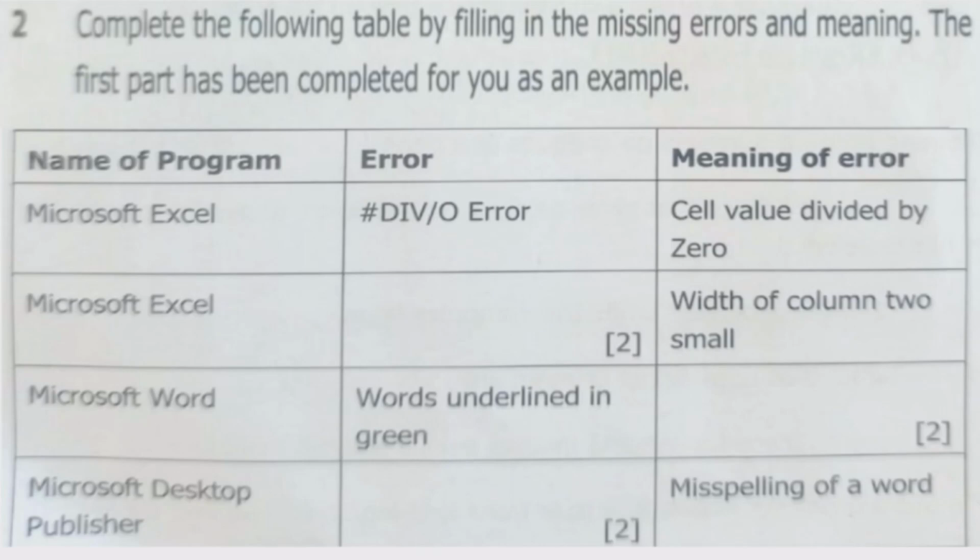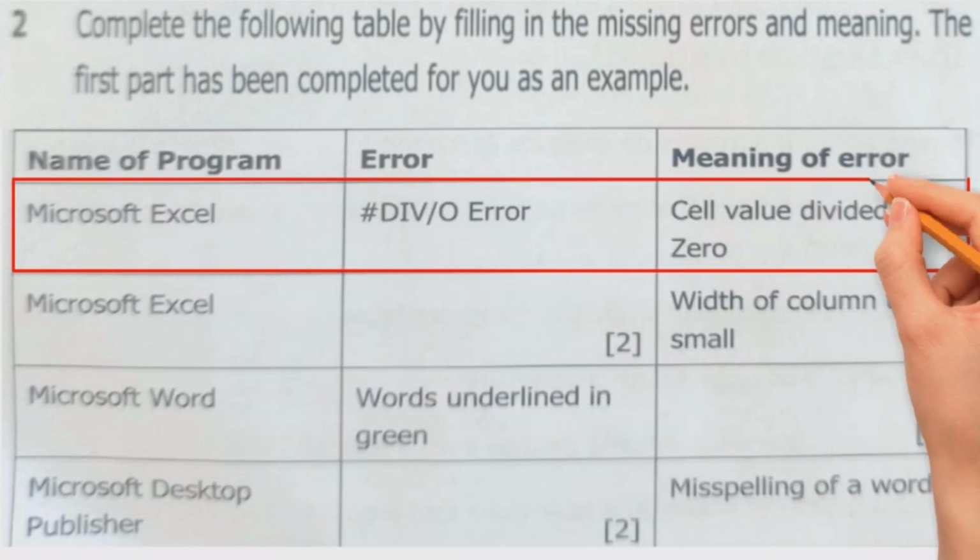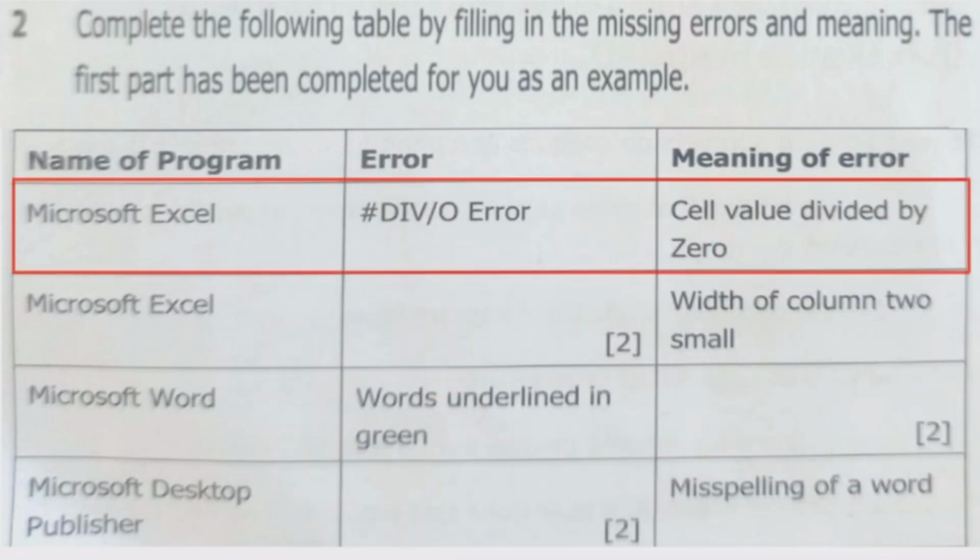Question 2 is as follows. Complete the following table by filling in missing errors and meaning. The first part has been completed for you as an example. Okay, so that's what you need to do, like it is done on the first row there, the one I've put in the rectangle there. It is done already for you. So what you need to do now is to complete these gaps that are remaining.